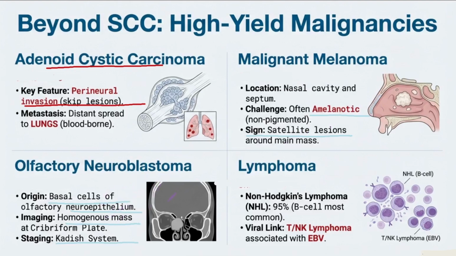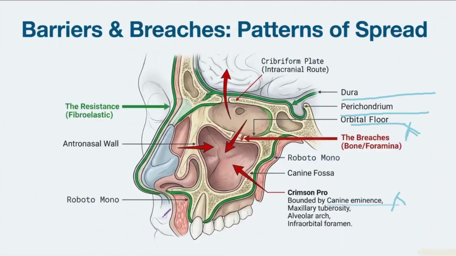Speaking of close to the brain, let's talk about the escape routes, the anatomy of escape. How do these tumors get out of the nose and into the rest of the head? Think of the nasal cavity like a room. The walls are bone, but the tumor is constantly pushing on those walls, looking for a weak spot. The notes list the defenders, the barriers that hold the line for a while. That's the periosteum, which is the skin of the bone, and the dura, the thick covering of the brain. So those are the reinforced doors.